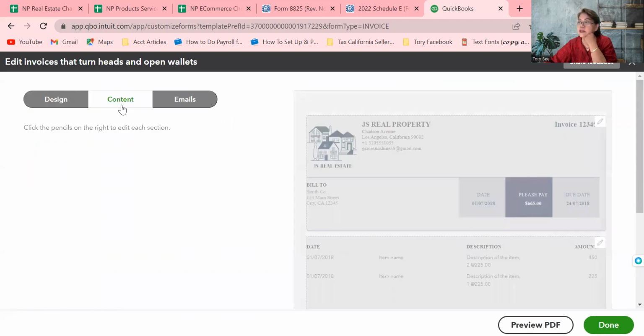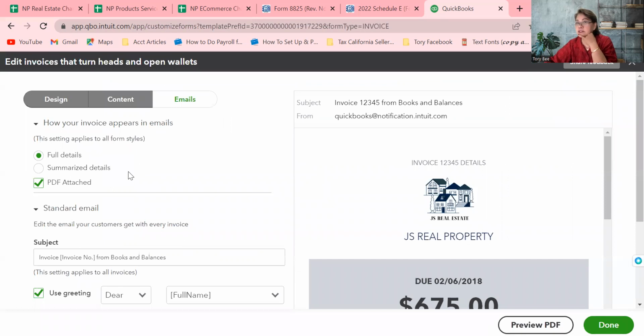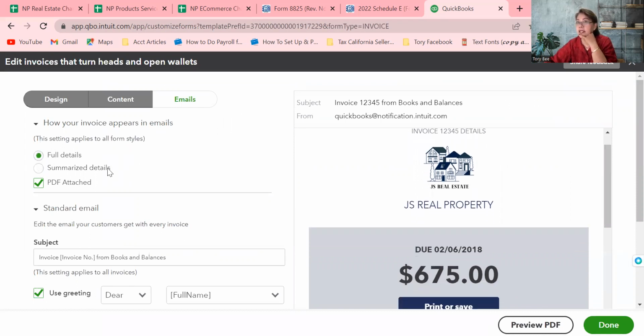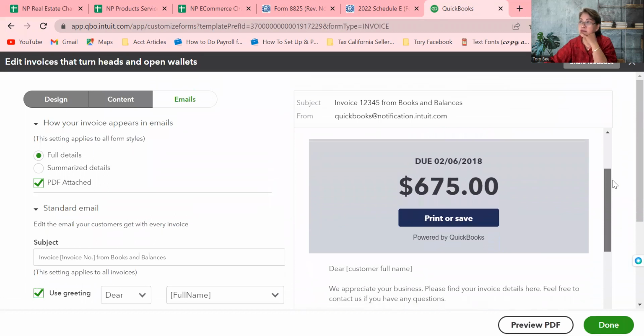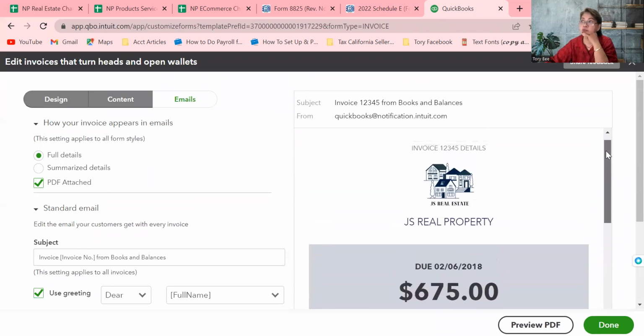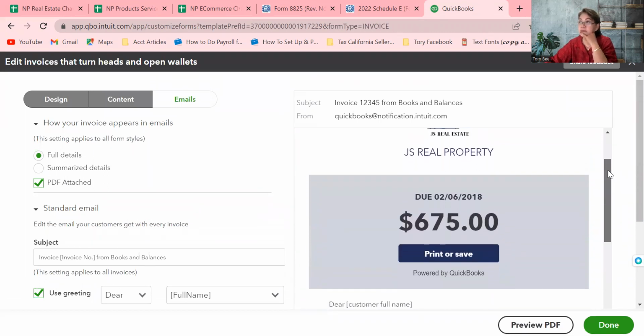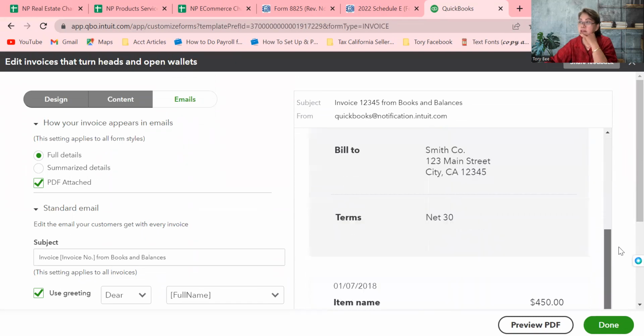So the content, okay, already email. You should always choose the full details instead of the summarized details. Of course, you want the full details. What's the use of an invoice that is not full details? And you have to click PDF attach because this is your PDF. This is what the customer will receive from the email.